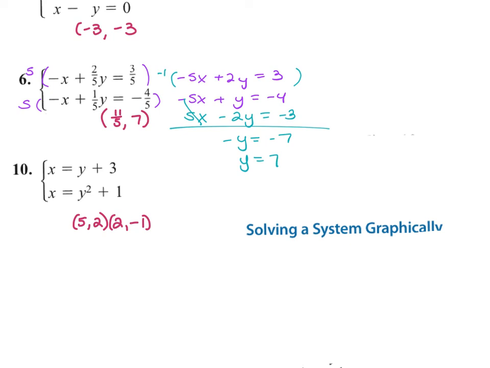And then take it and plug it back in, and it can go into any of them. So if I grab the bottom one here, negative 5x plus 7 equals negative 4, negative 5x equals negative 11, and x equals 11 over 5.